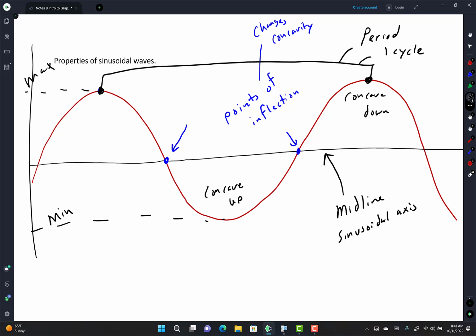I think we're good. Oh, the amplitude. Amplitude is the distance from the midline to the peak. You could also call it the distance from the minimum to the midline. That's the same thing. All right, I think I've covered everything. Okay, I think we're good.